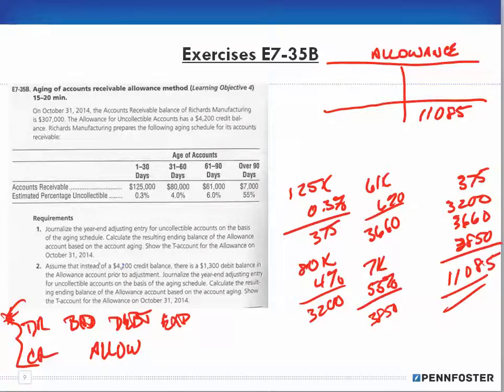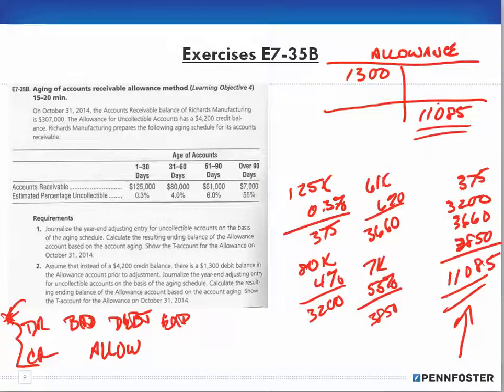Because it's telling us that instead of a $4,200 credit balance, there was a $1,300 debit balance. Okay, so I'm still going to do the aging, and my aging is still going to give me the 11,085. Right? But now, and this is what was important about this exercise, instead of having a credit balance, I have a debit balance. So if I have a debit balance, how do I get to the 11,085?